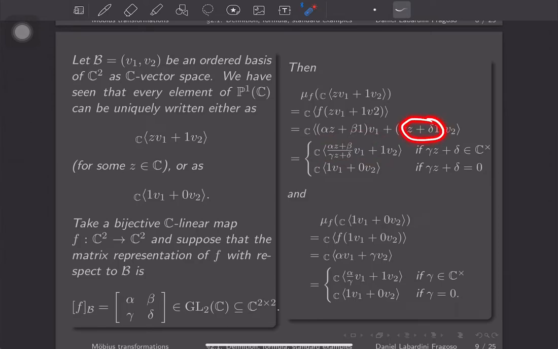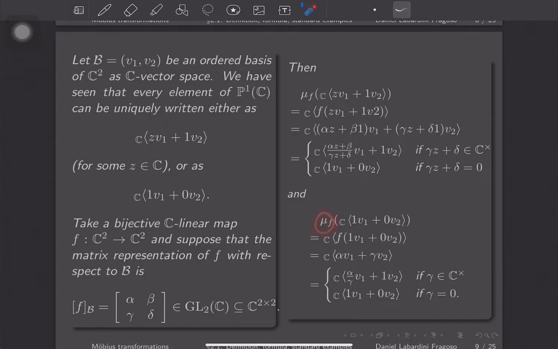And if it's zero, then this must not be zero. Why? Because this matrix is invertible, or if you want, because F is invertible. And so I can divide by this one, and then without changing the subspace, I obtain this. And this gives me then the value of the Möbius transformation at a vector subspace, or an element of P1C, of the first type. Then I move on to the second type.